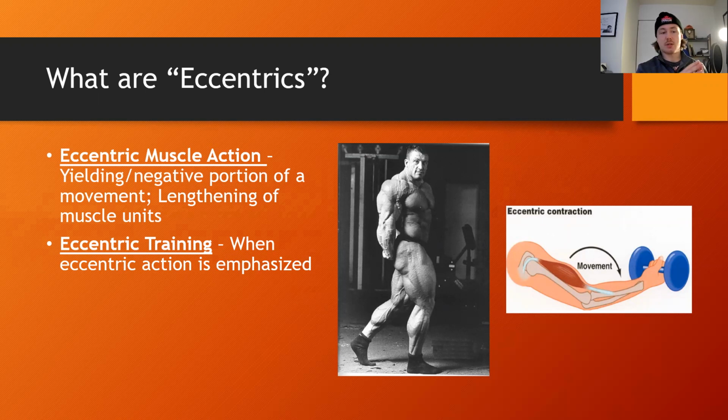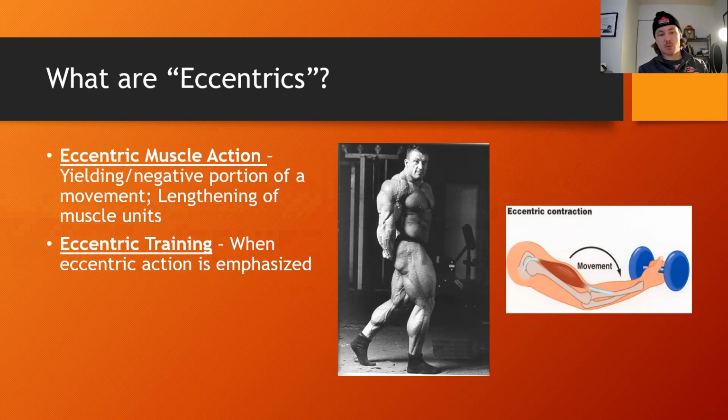That's the eccentric. For a lat pulldown, it's actually the reverse: when you're bringing the load back up, you're lengthening the lats and the back muscles, and that is considered the eccentric portion. So it's not necessarily the lowering, it's more the negative, the yielding. You're releasing the weight and the tissues are lengthening. So eccentric training is essentially training that emphasizes the eccentric action.